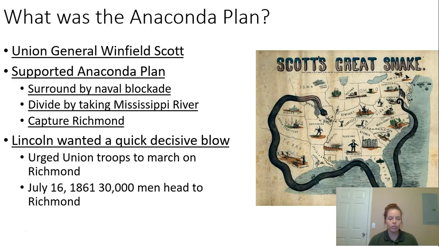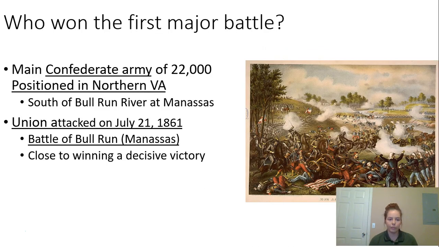So Lincoln is going to urge troops to march on Richmond right away, and we see 30,000 Union troops who leave, headed towards Richmond in July of 1861. This leads to the first major battle, and so we've got the main Confederate army of 22,000 positioned in northern Virginia, and they're just south of the Bull Run River at Manassas. And so with this, we've got the Union Army that meets up with the Confederate Army, and the Union attacks on July 21st of 1861, and with this, we've got the Battle of Bull Run, or the Battle of Manassas.